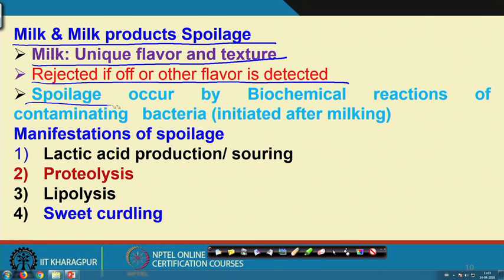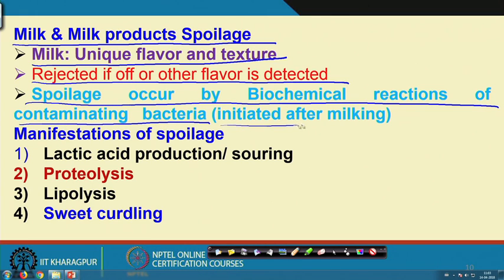Spoilage occurs by biochemical reactions of contaminating bacteria, which is initiated after milking. So, there are many ways by which it can be contaminated, and these contaminating bacteria or organisms spoil the milk, right, and then it produces the off flavor, which is not desirable, and that is why if the off flavor is developed, you throw it, you do not drink.